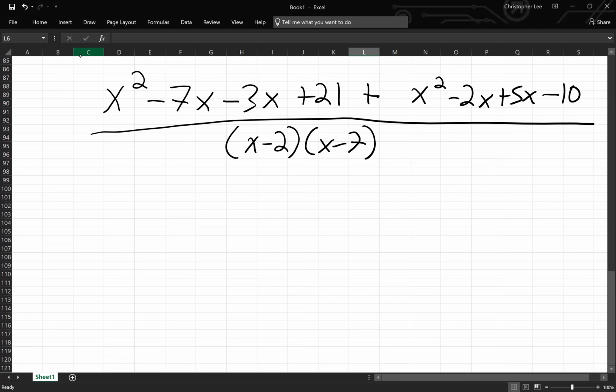Because it's addition, you could kind of just kill these parentheses right here and then just combine like terms. That's all it is. X squared plus x squared, what's that? 2x squared. That's done. Negative 7x plus negative 3x, it's negative 10x, plus negative 2x, that's negative 12x, plus positive 5x, what is that?